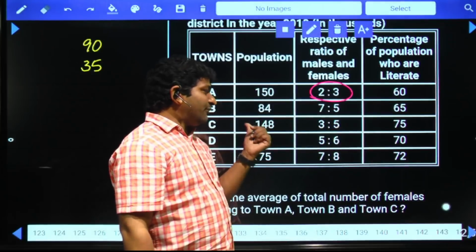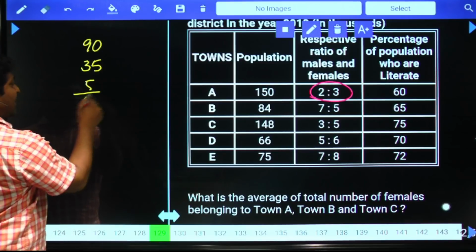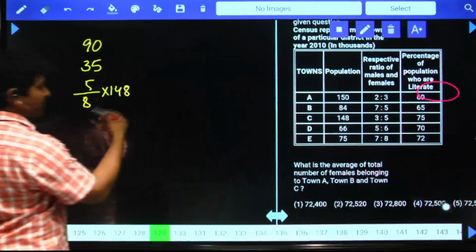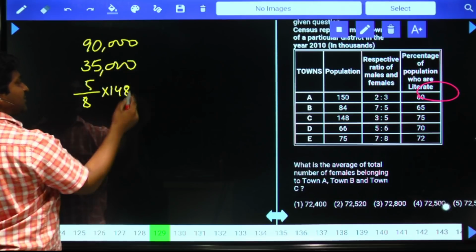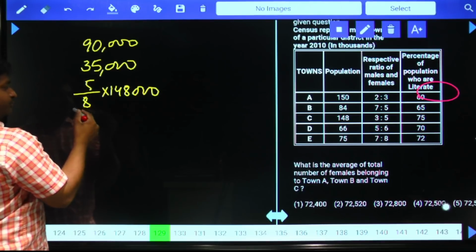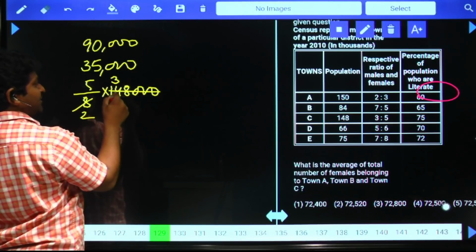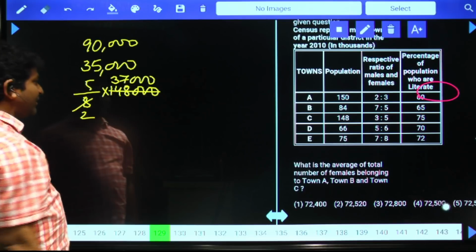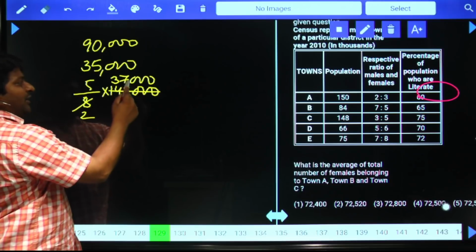8 parts is equal to 148. Then female are 5 out of 8 among 148. Okay. As this is not perfect multiple of 8, I am treating like this. 90,000, 35,000 and then 148,000 also here. Now 4 2 times, 4 3 times, 7 times and then 00. 5 into 37,000, that is 10 times and then half and again divided by 2. 10 times of this number.